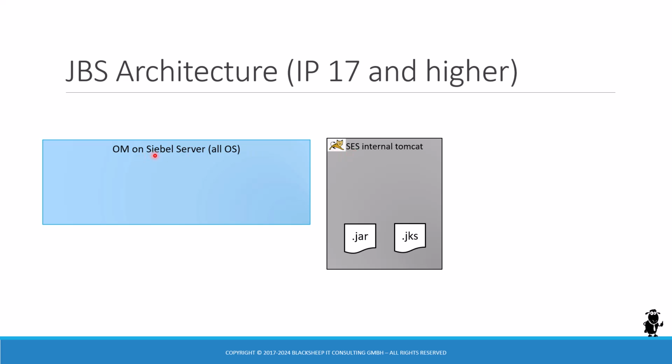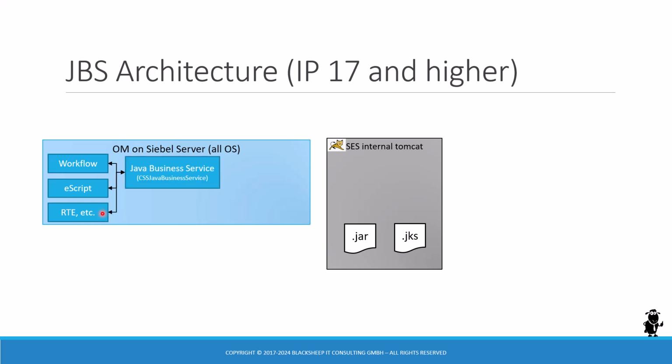And on the Siebel server, of course, you have an object manager running. Could be the application object manager or workflow process manager, etc. So if a Java Business Service is invoked, typically through either a step in a workflow process, eScript or runtime events, etc. There are so many ways to invoke a business service, but it's probably one of those three. It invokes the Java Business Service that you have defined in your repository. It invokes a method, of course, of this one.